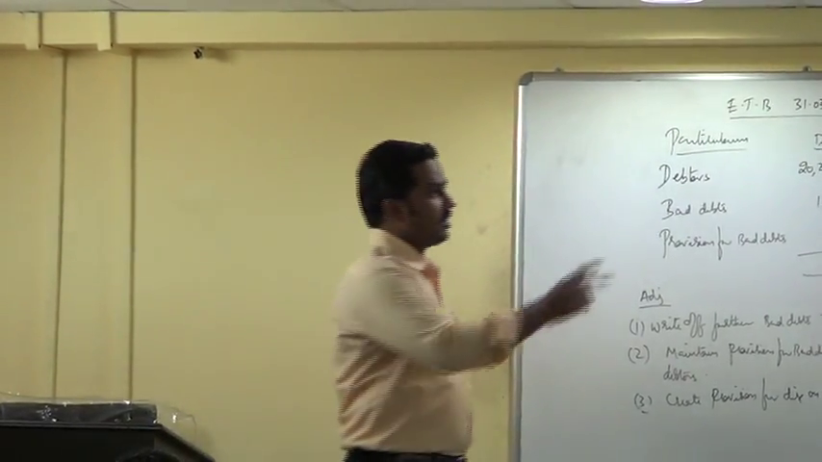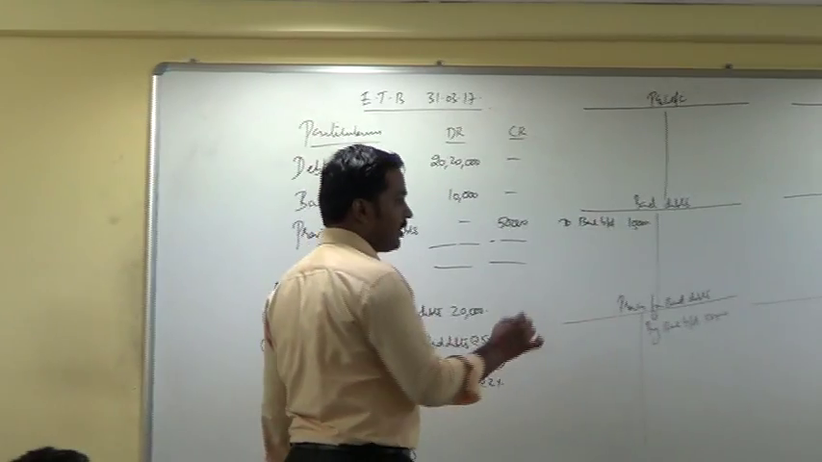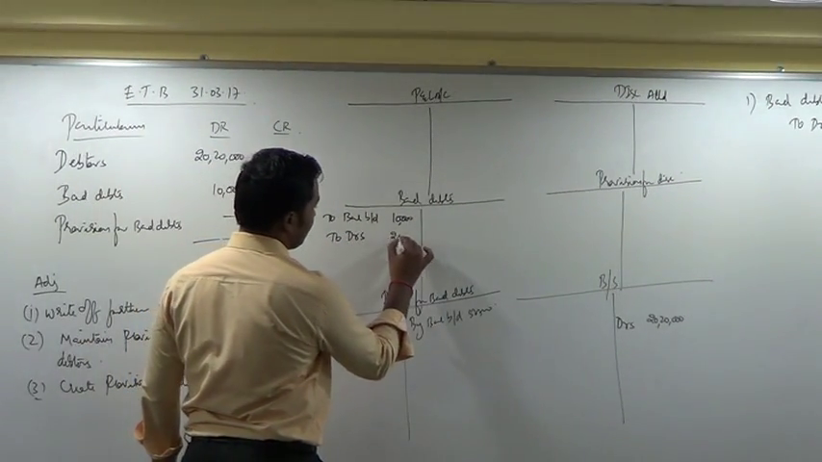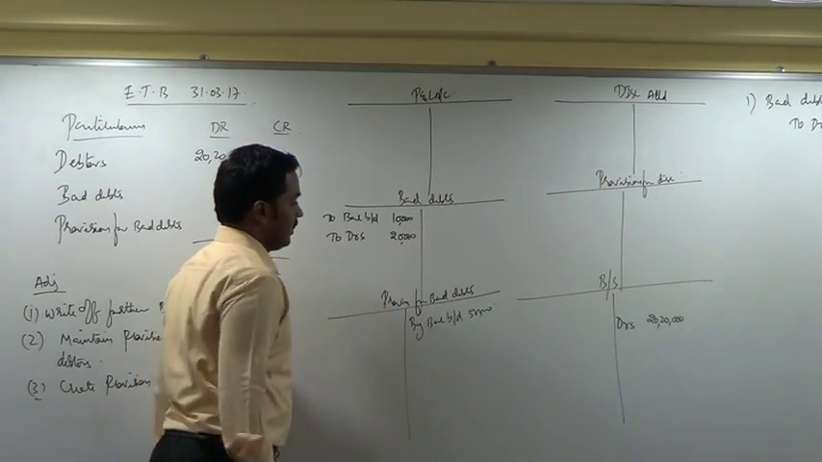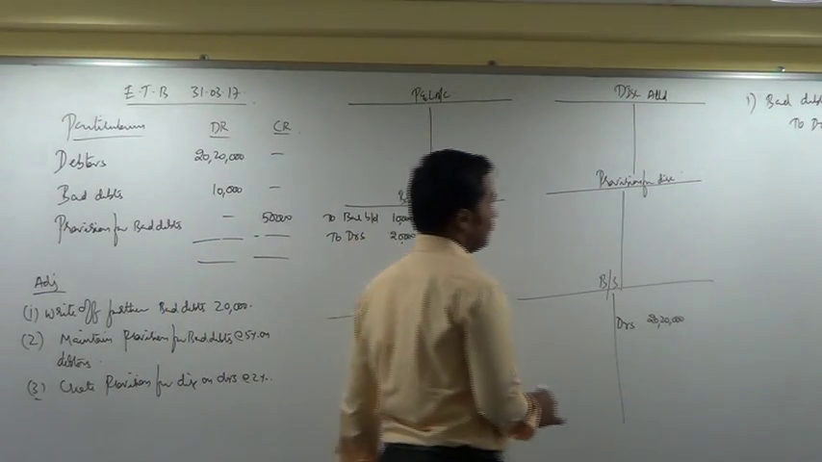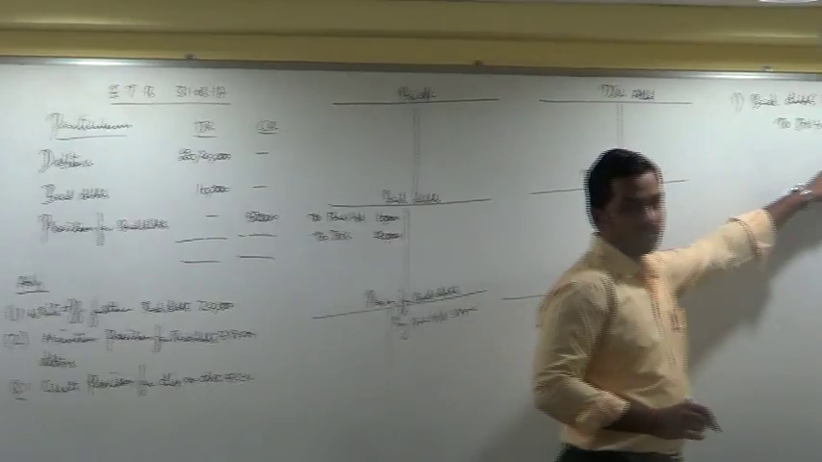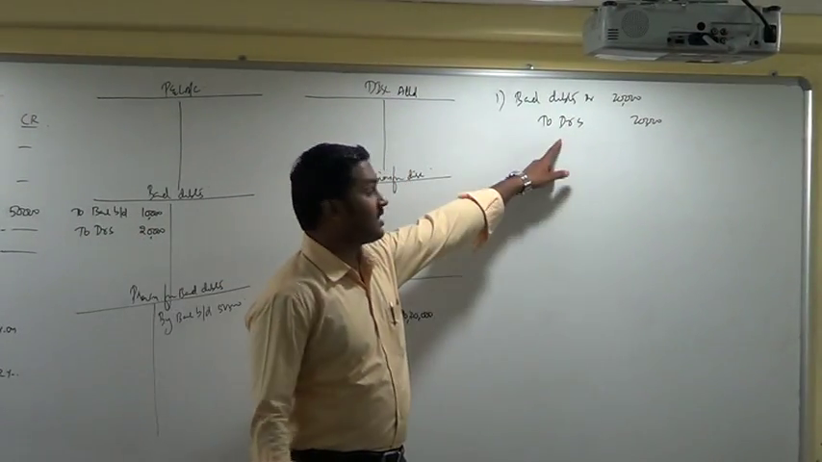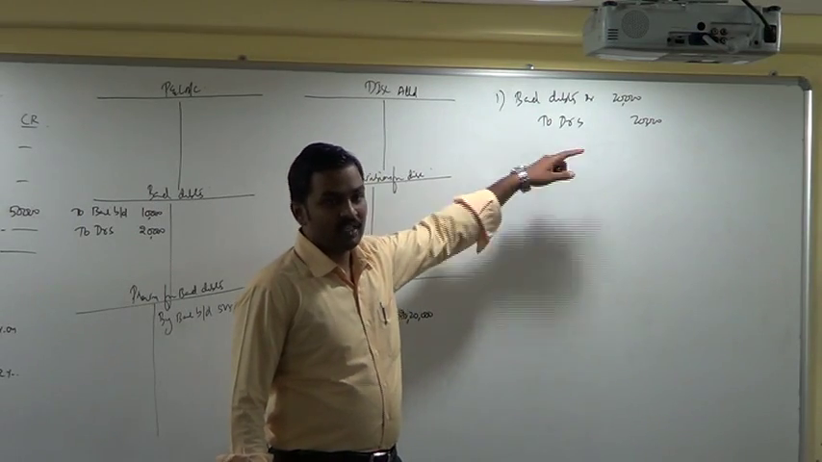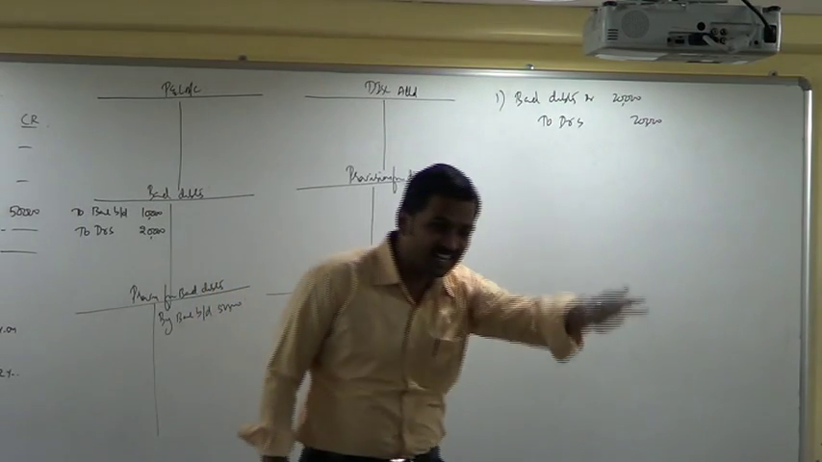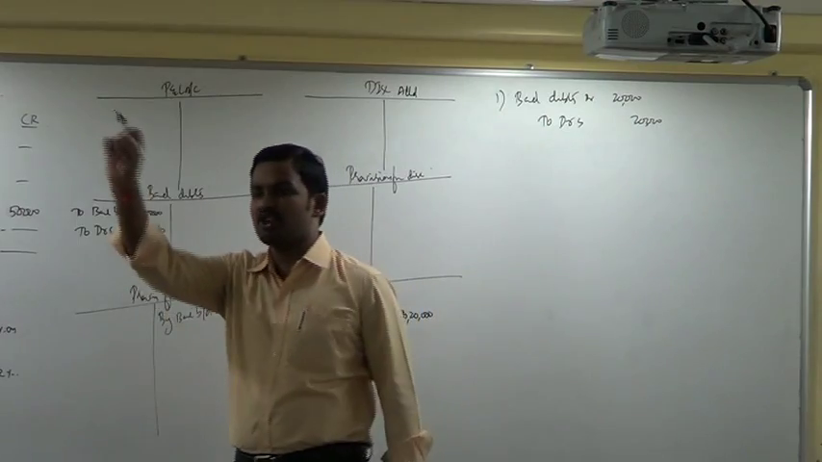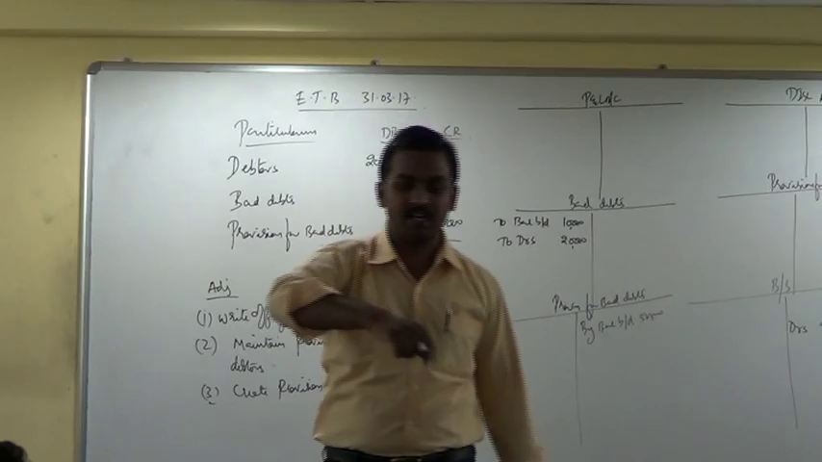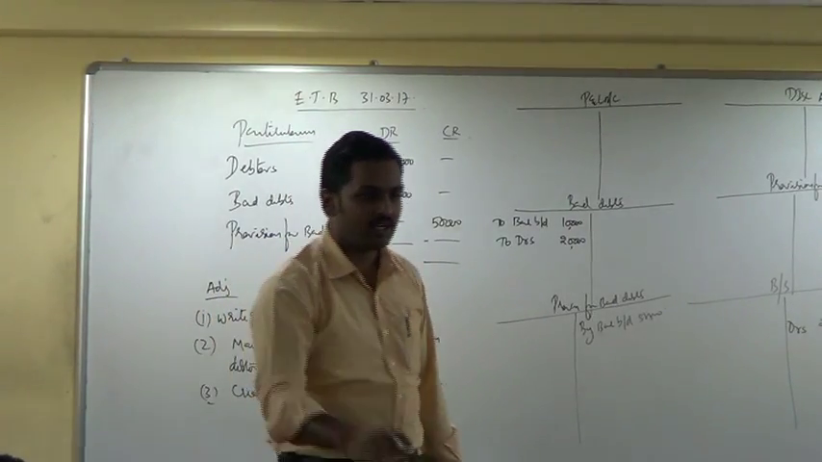Give posting of that entry. According to that entry, bad debts account should be debited, no? Hence I debit bad debts account, to debtors 20,000. Debtors account, I have to give a credit. According to this entry, bad debts account should be debited, and second, debtors account should be credited. That means debtors account balance has to be reduced. Debtors account shows a debit balance, and this entry is asking you to credit the account. That means the balance has to be reduced.